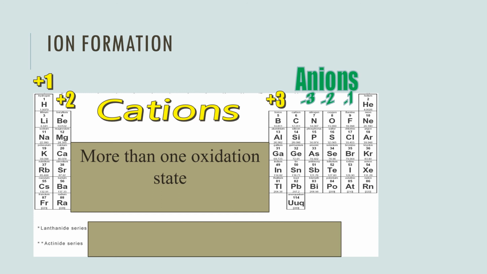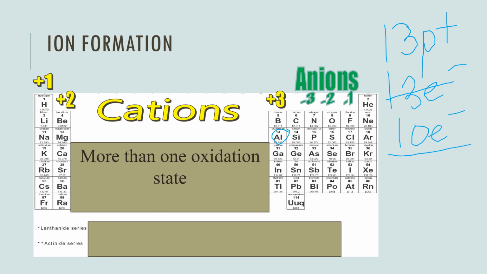I'm going to do an example with you very quickly. I'm going to choose aluminum. Aluminum has 13 protons and 13 electrons. But if aluminum loses 3 electrons, it now only has 10. If you analyze number of positive charges versus number of negative charges, aluminum will end up with a positive 3 charge, and that's where that oxidation number comes from.